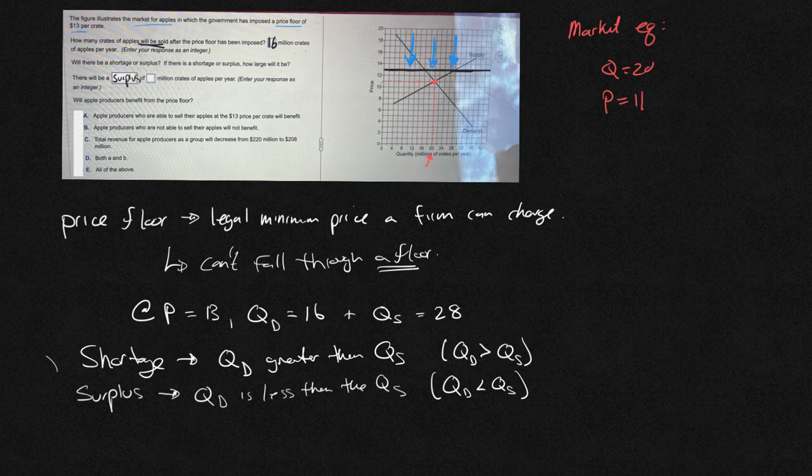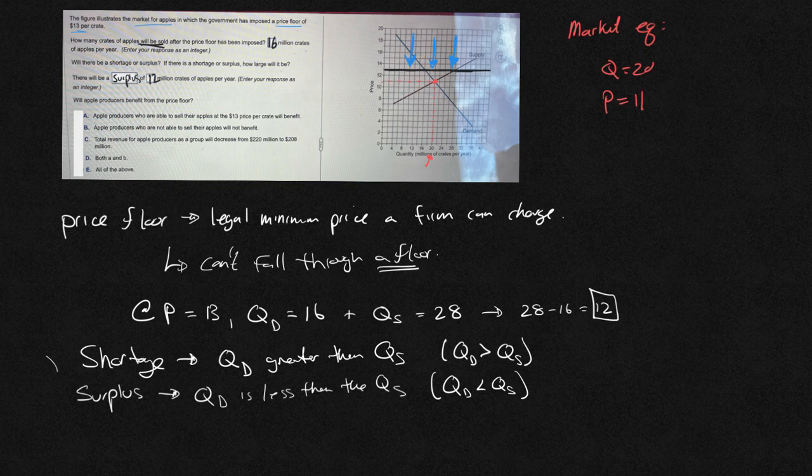Now the question is, how much of a surplus is it, right? Of how many million? Well, that's going to be the difference between the quantity demanded and quantity supplied. Notice there are 28 that are being supplied and only 16 that are being demanded. So in this case, we would have 28 minus 16, we would get 12. There's 12 extra here, so we would say that the amount of the surplus is 12.